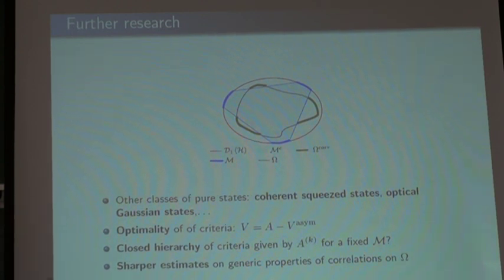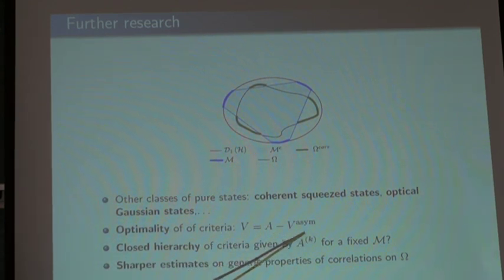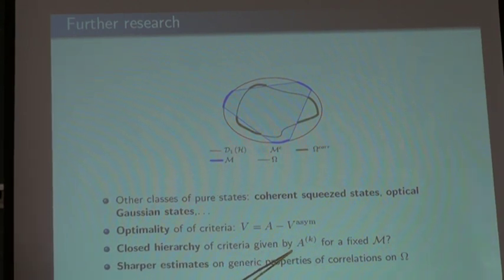So we have a way to try to optimize criteria, at least in this two-copy setting. Also, the dream would be, maybe for fixed M, like separable states or certain determinants, to have a closed hierarchy of criteria that is based on those multilinear witnesses. It depends a little bit what you mean by closed. I have the sequence of conditions, and I know that it would converge to my set. That would be my hope, but it's in general a difficult question.